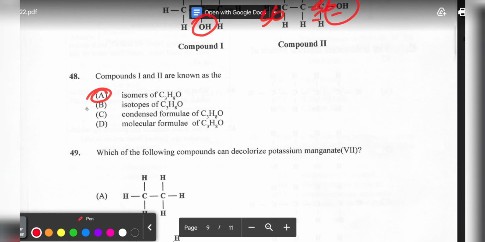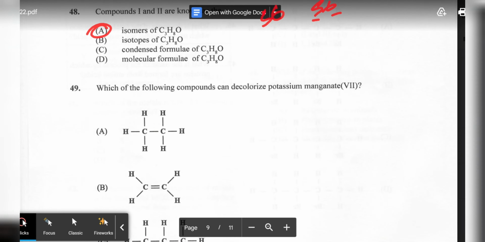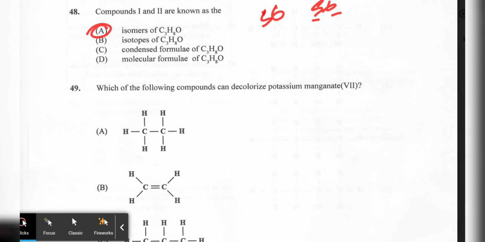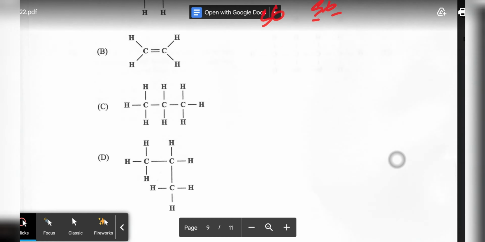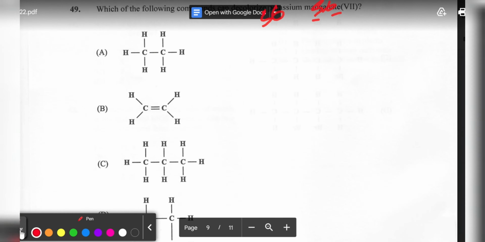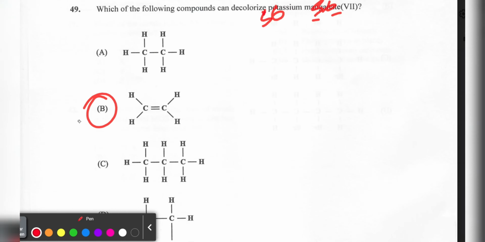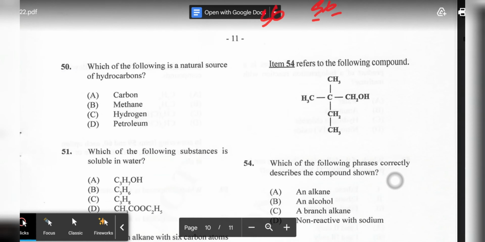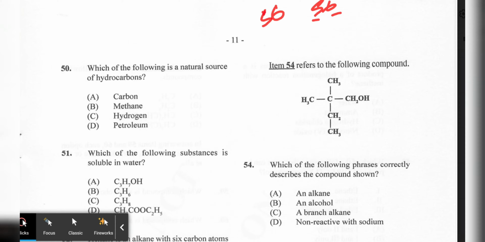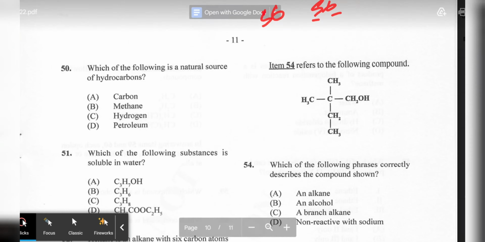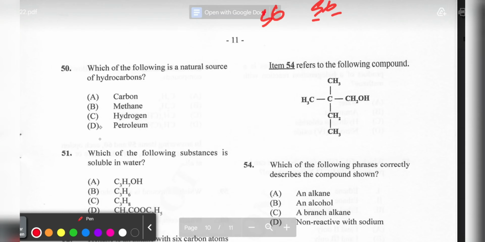Isomers. Question 49. Which of the following compounds can decolorize potassium manganate 7? So, what can decolorize potassium permanganate? And of course, we know that potassium permanganate will react with alkenes, they will decolorize it. Okay, so 50, we go ahead. 50, here we go. Which of the following is a natural source of hydrocarbons? And of course, that's petroleum, is a natural source of hydrocarbons.